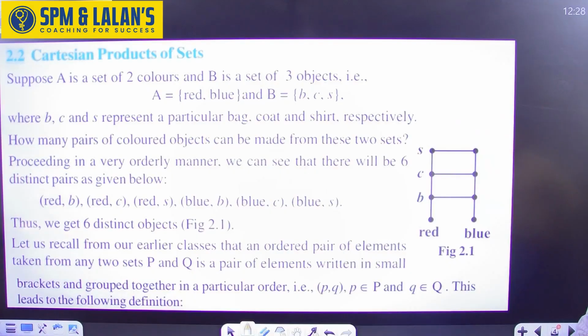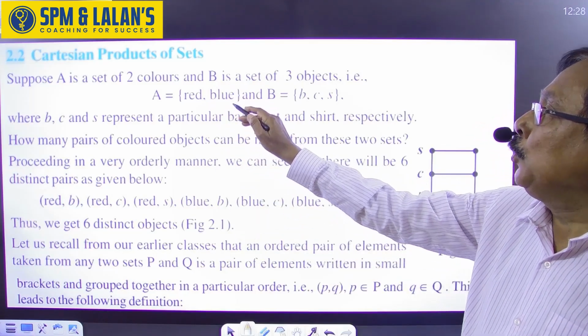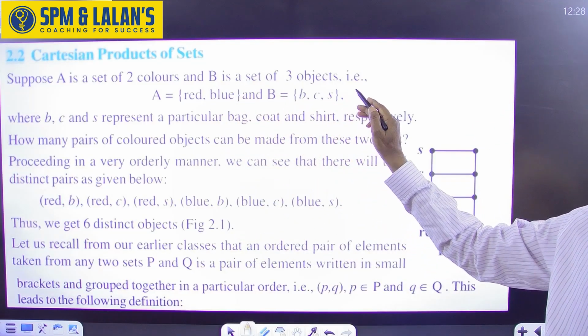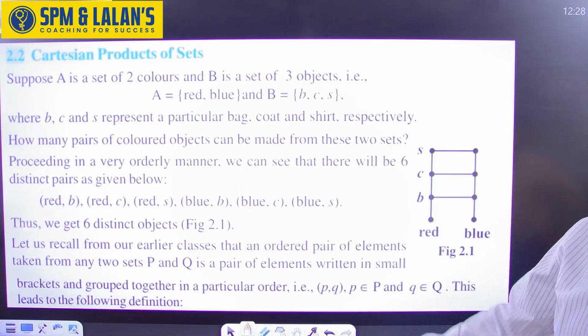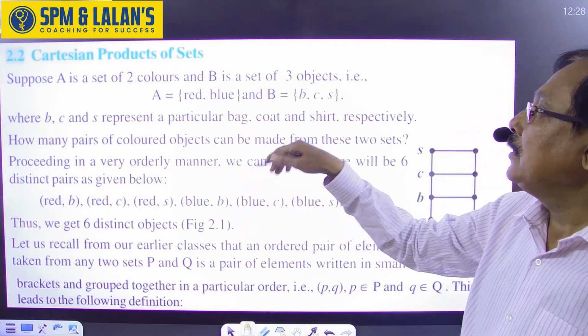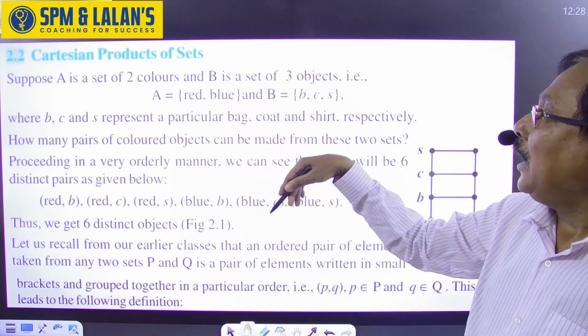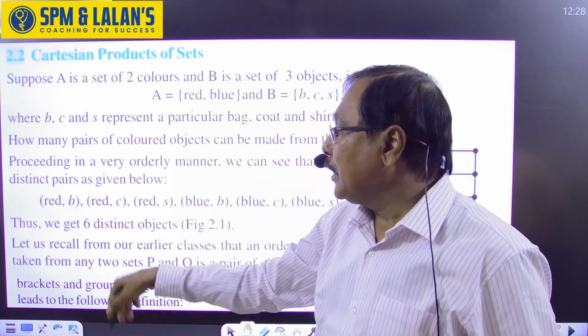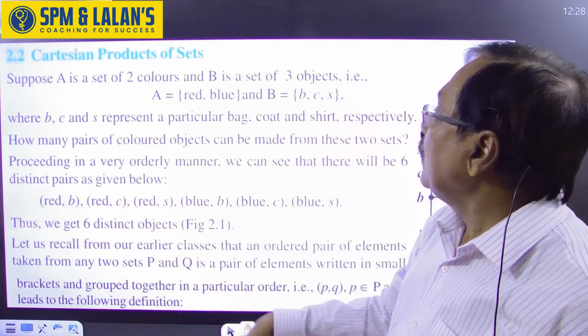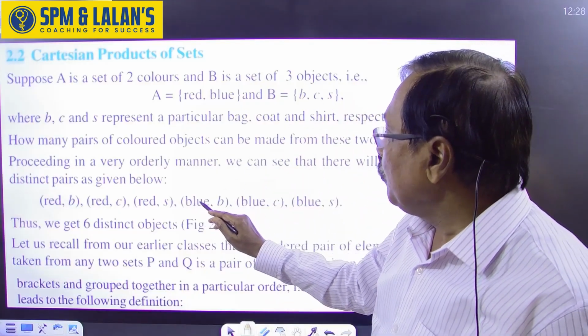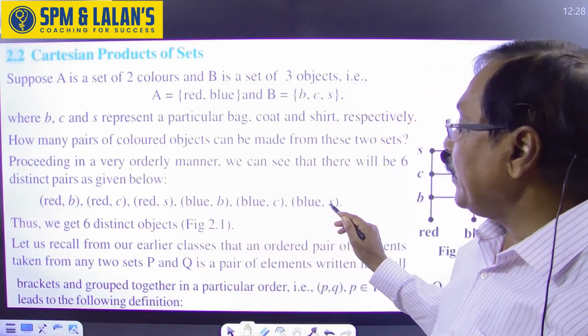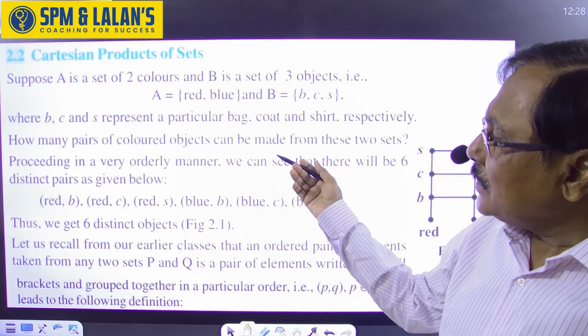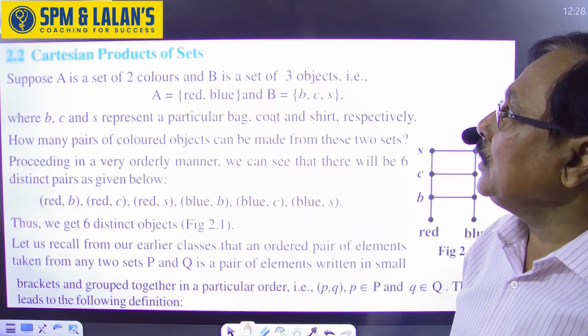Here is the Cartesian product of two sets, and this is one example. Set A contains red, blue, and set B contains B, C, S. Now the Cartesian product, obviously, takes the first element of A and the first element of B: red B, red C, red S, blue B, blue C, blue S, etc. You can see this is the Cartesian product of the two sets.